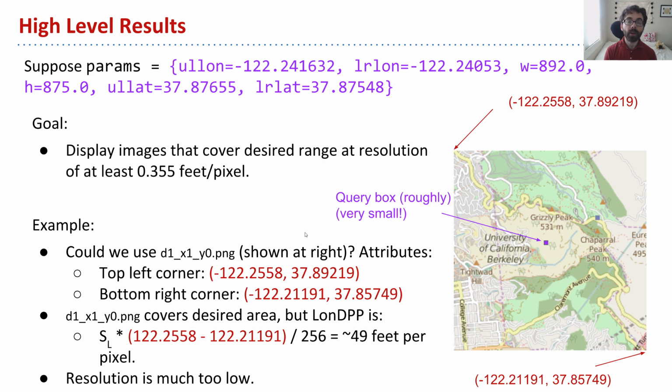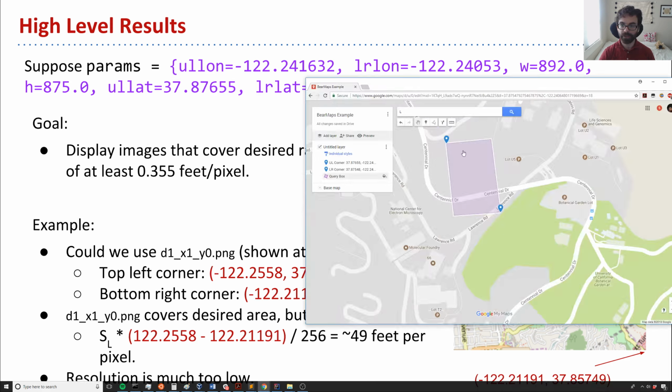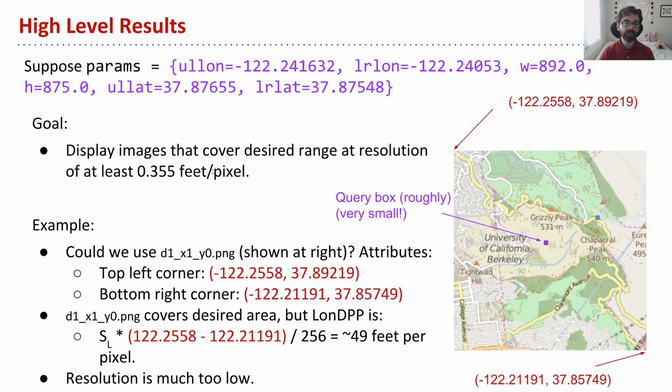Okay, so let's talk about trying to satisfy the query. The goal when you're trying to obey a query is to display the region of the world that the user wants at the resolution that the user wants. So in this case, we want to display images that cover the desired range, that box that we showed right here, at a resolution of at least 0.355 feet per pixel. We want that at the very least.